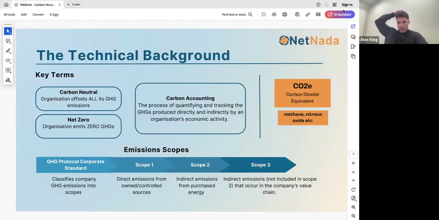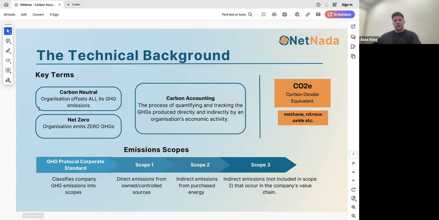So I promised we'd strip it back, and we're going to take it right back. So this is some of the basic elements of carbon accounting. And one thing straight off the bat that you can take away from this webinar, if you are new to carbon accounting and sustainability, is the conflation of carbon neutrality and net zero. We see it all the time. Some people will go out and buy a couple of offsets and say, we're net zero. In fact, the two terms are very, very different.